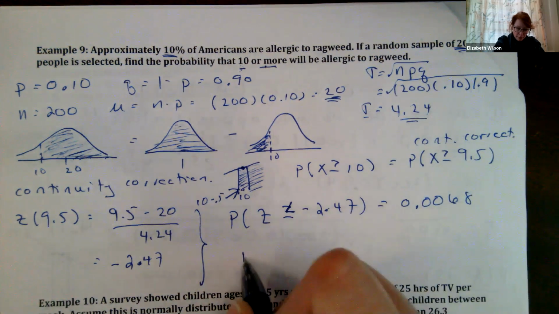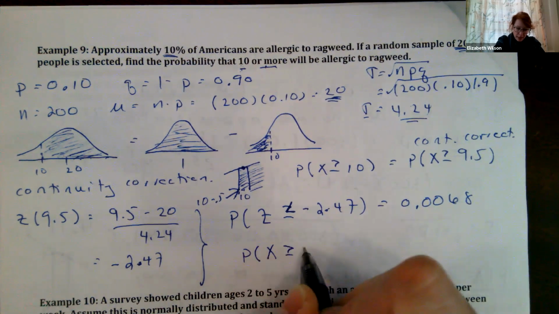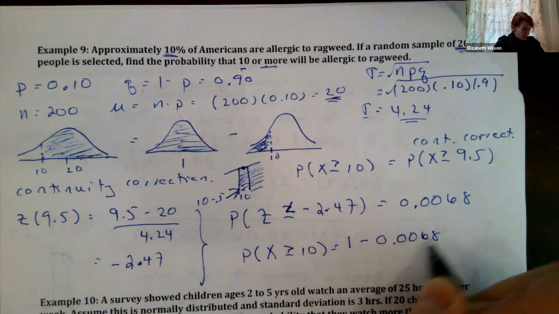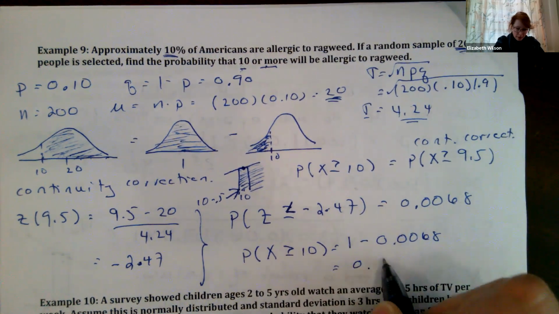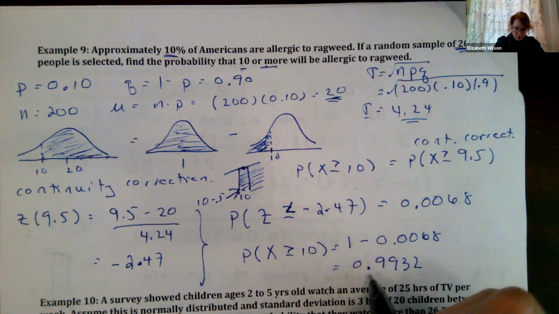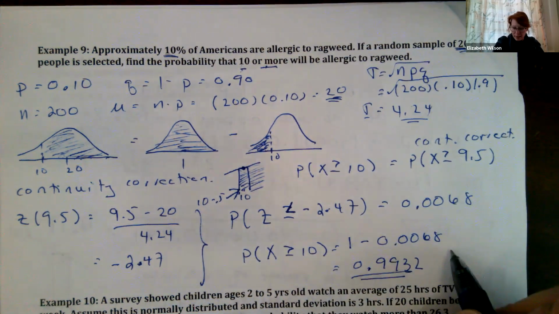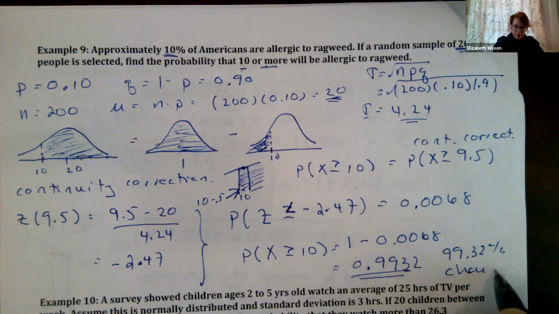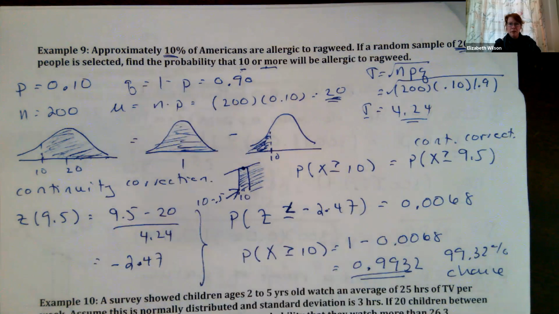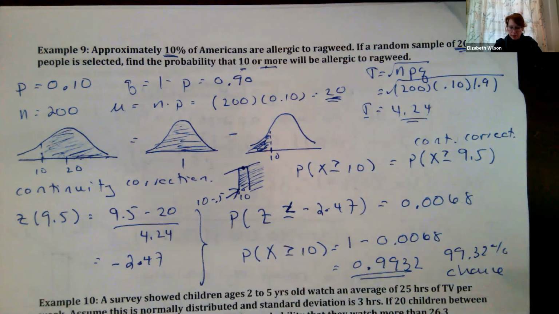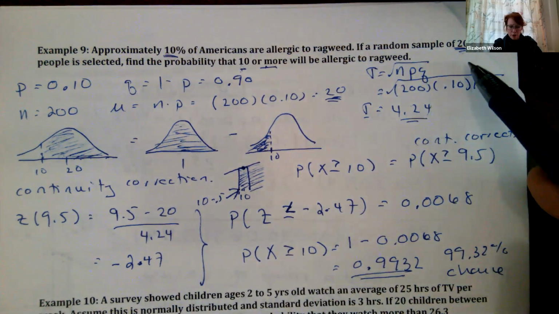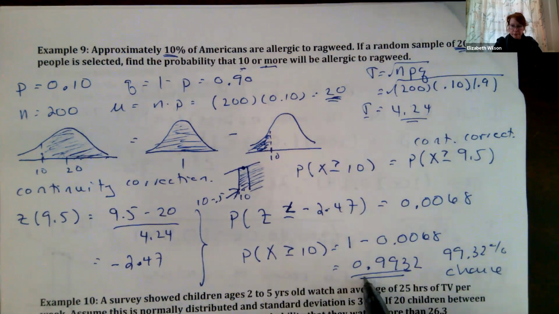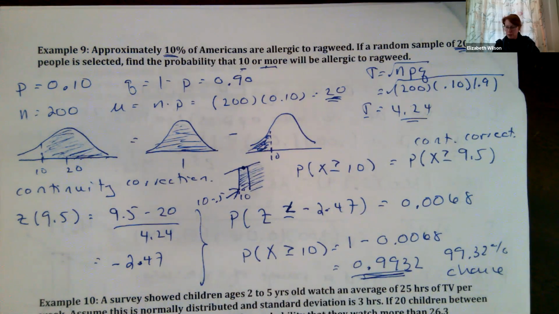So the probability that x is greater than or equal to 10 is equal to 1 minus 0.0068, which is equal to 0.9932, which is like saying we have a 99.32% chance of finding somebody. If 10% of Americans are allergic to ragweed, we have a 99% chance that out of a sample of 200, we're going to find 10 or more. So it's a pretty high probability with our continuity correction.